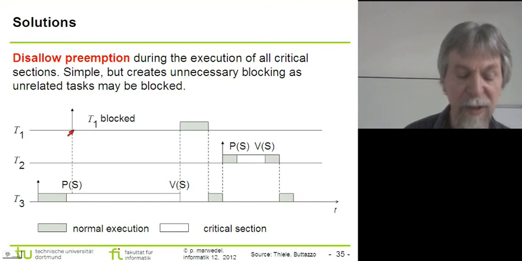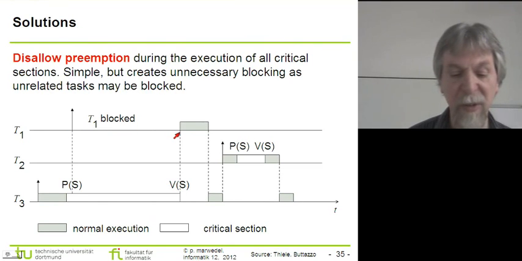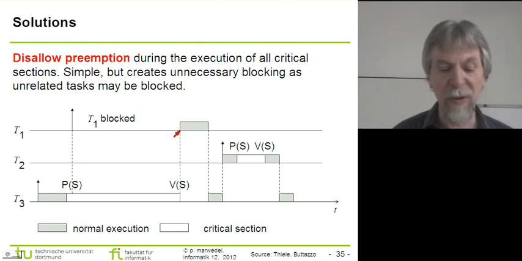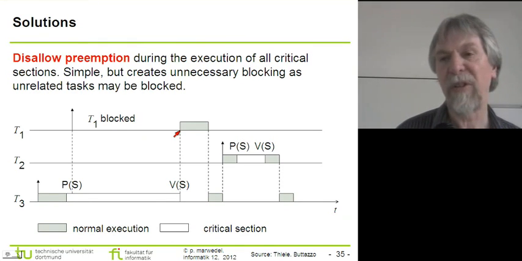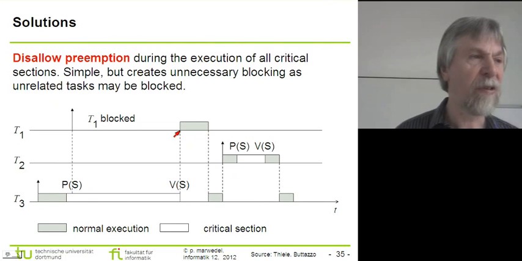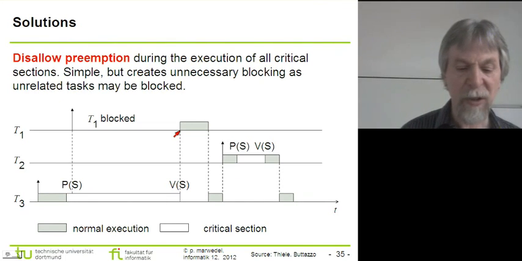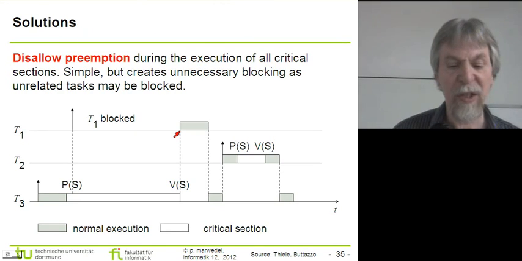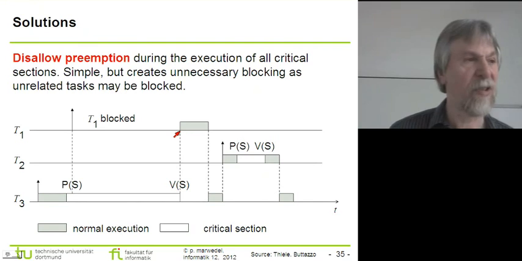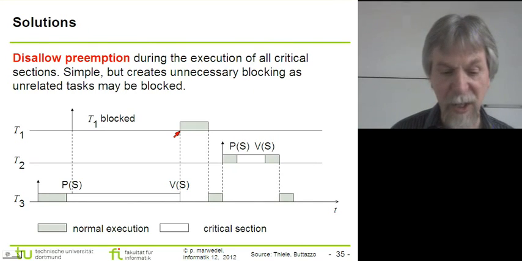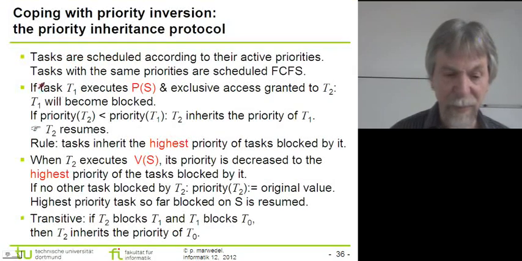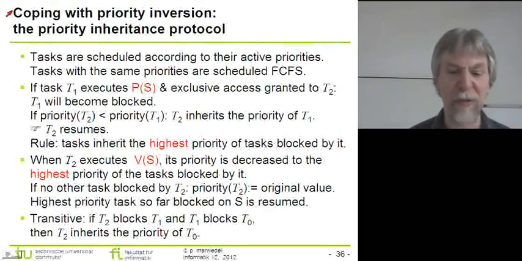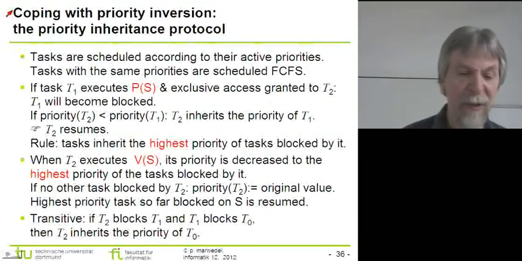So in this case you see that this high priority task T1 is blocked for quite some time, even though there isn't really the need to do so. So we would drastically reduce the responsiveness of our system because even high priority tasks could not run even if they are not linked in any way to the shared resource. I think that's pretty clear that this is not a very nice approach. So therefore, we have to look at other means of coping with this effect.